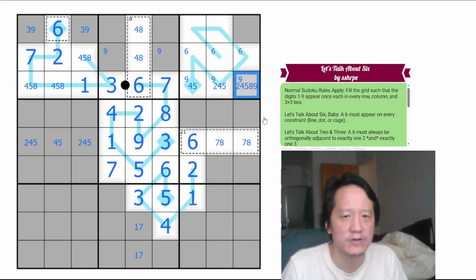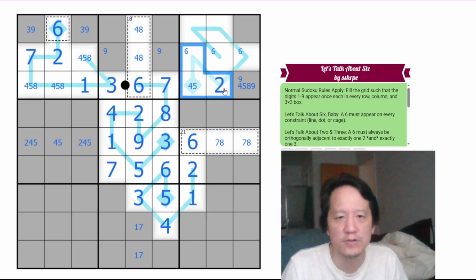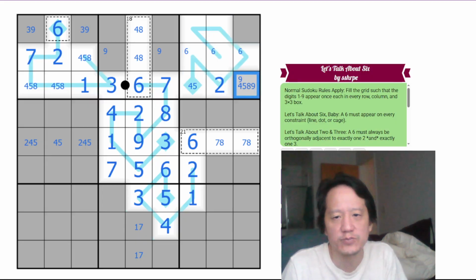If it cannot be outside, because then this index line would be missing a 2. So this has to be 2, which means this can't be 2. This is a 4, 5 pair. This can't be 9 because the index line is only 7 in size. So this has to be a 9 here.